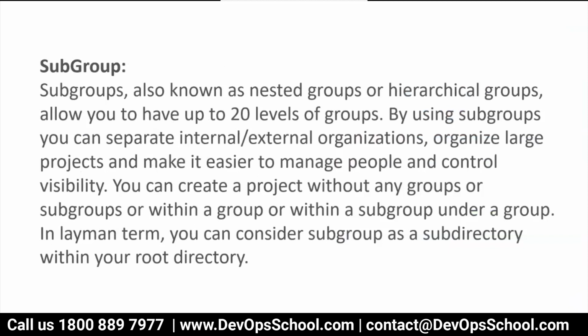Subgroup, I think we understand. The moment you understand group, we understand subgroups also. Subgroups, also known as nested groups or hierarchical groups, allow you to have up to 20 levels of groups, meaning you can have 20 subgroups in a group. By using subgroups, you can separate internal and external organization, organize large projects, and make it easier to manage people and control visibility. For example, Microsoft is a large organization with more than 200 product lines. So they'll create MS Office as a group, MS Word as a subgroup, something like that, and MS Word will have tens of projects. Like that, they can manage it.